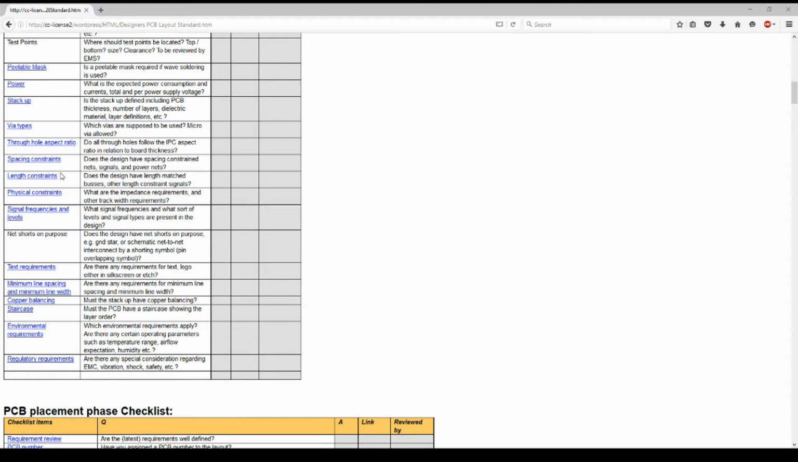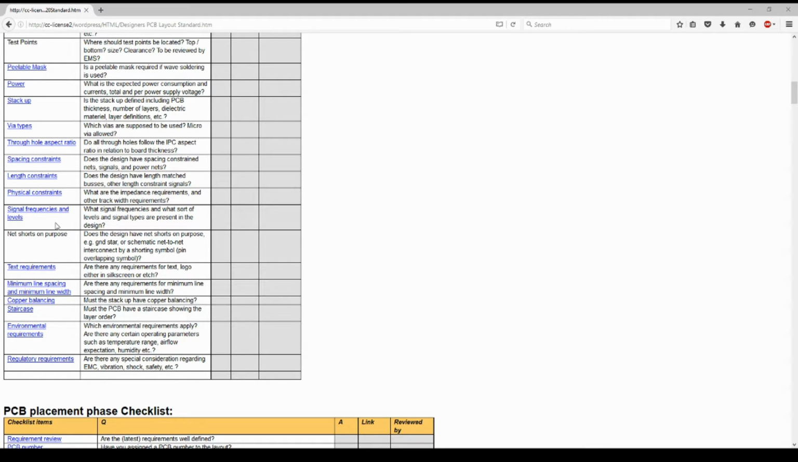Spacing constraints. Does the design have spacing constraints? Some nets that we have to be very much clear of due to high voltages. Length constraints. If we have matched length buses, whatever it could be, one of different reasons for having a length constraint added to a net. Physical constraints, impedance constraints, other things like that.